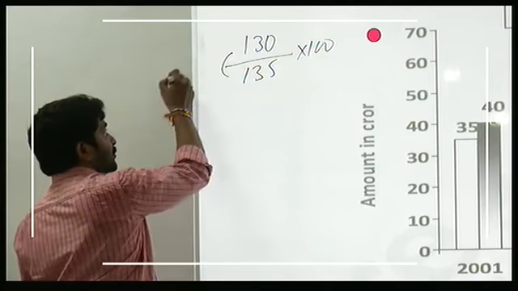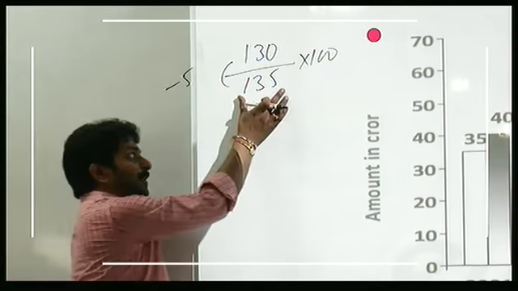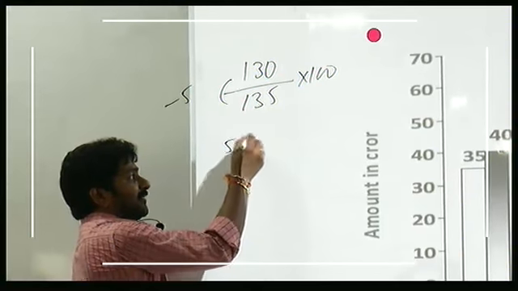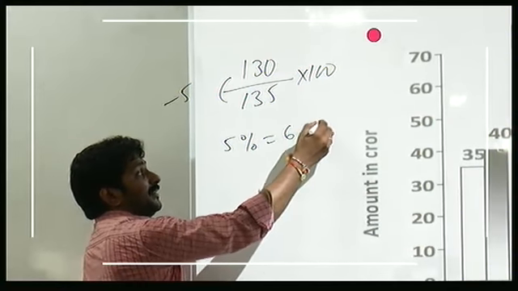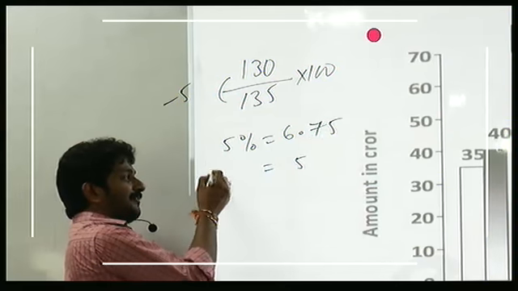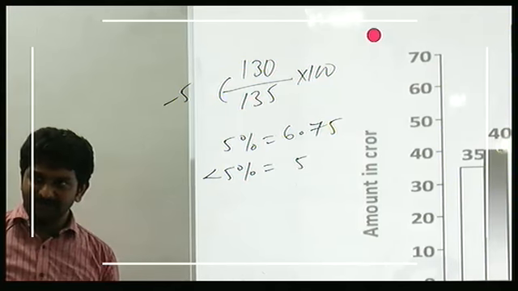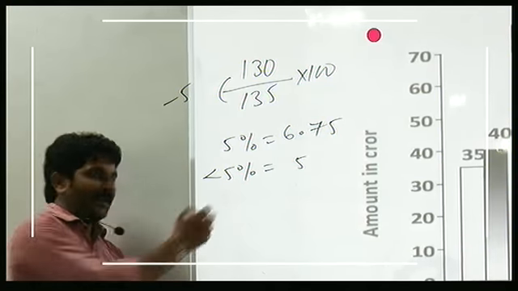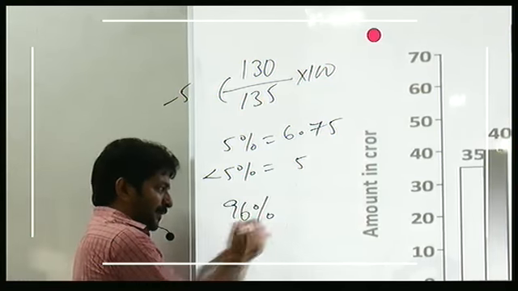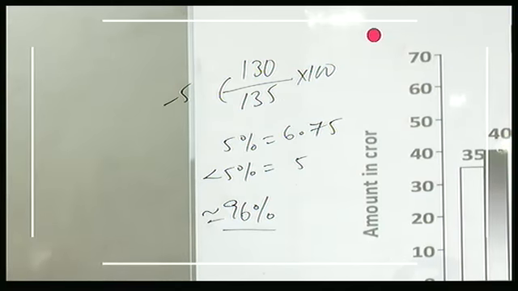What is the difference between numerator and denominator? 5. So if you can subtract 5 from the denominator, then you'll get your answer. What is 10%? 13.5. What is 5%? 6.75. But you need to have 5, which is definitely less than 5%. So near about 4%. If you subtract 4%, the answer will be 96%. Approximate. You don't have an option with 96. Hence the answer is none of these.